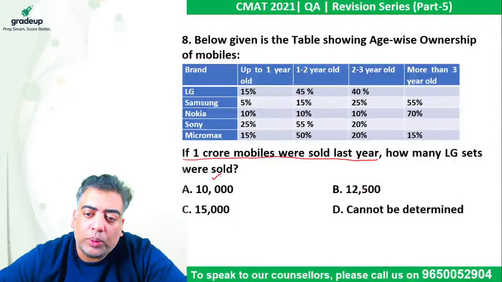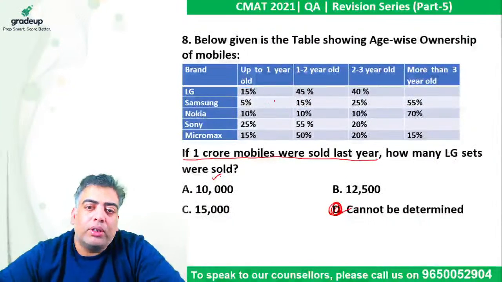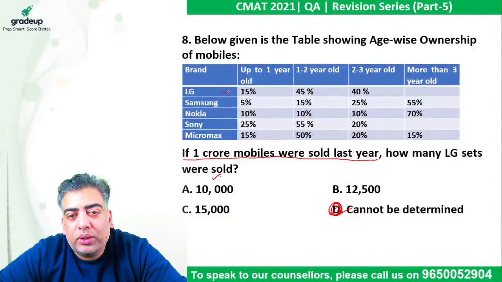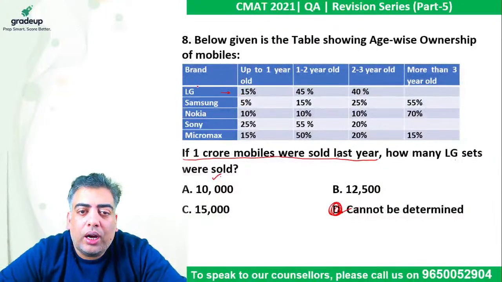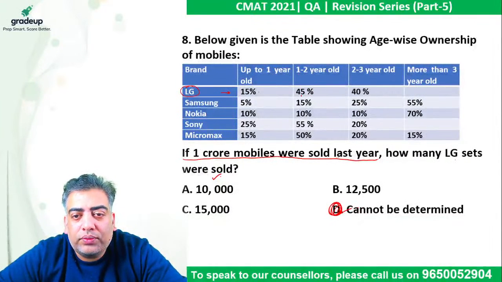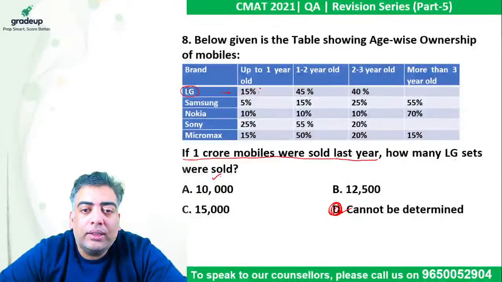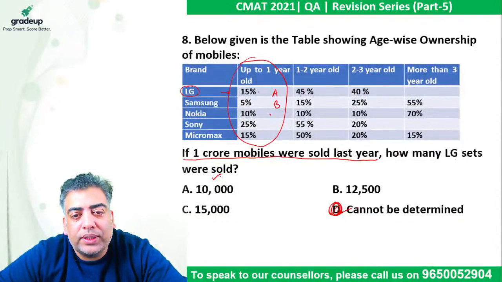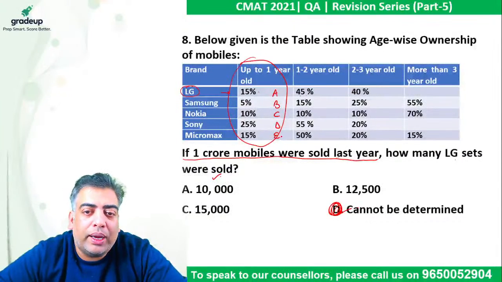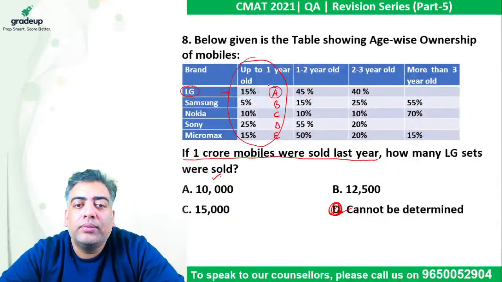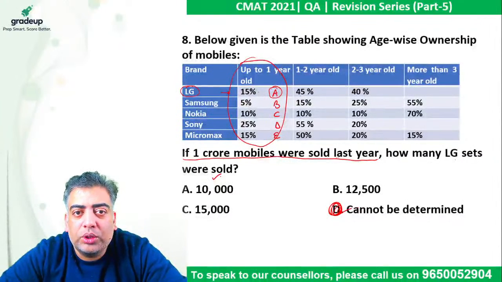So in this case, the correct answer option comes out to be D, because it says 1 crore mobiles were sold last year. But the breakup here given to me is of LG mobile phones. So the total LG mobile phones that are being used: 15% are 1 year old, 45% 1 to 2 year old, 2 to 3 year old are 40%. But I do not know the breakup of this 1 crore. So if there are A mobile phones of LG, B of Samsung, C of Nokia, D of Sony, E of Micromax, their sum is given to me as 1 CR, but I do not know how much are of LG brand.